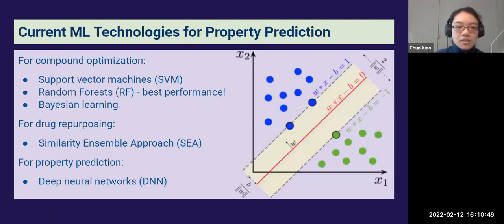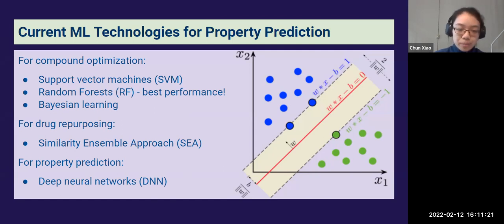Okay, so here are some currently available machine learning technologies that are being researched or that are being used for property prediction. For compound optimization, as in optimizing the properties of a certain compound in order to save cost or time or the ease of manufacturing it, there are support vector machines, which is visualized in the picture that I have on the right. And there are also random forests, which apparently, according to my research at least, have the best performance. And there's also Bayesian learning.